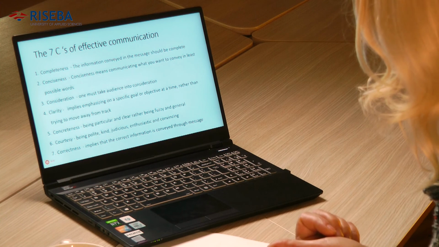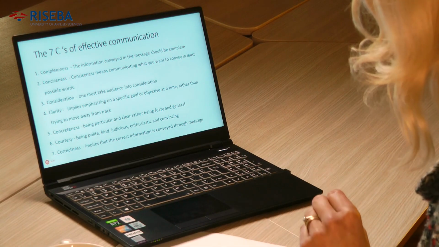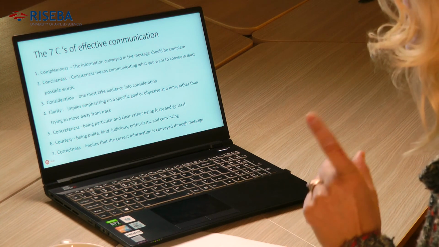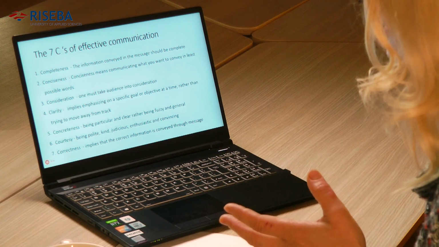Clarity implies emphasizing a specific goal or objective at a time rather than trying to move away from the track. Of course, we have different conflict resolution techniques, and sometimes it is good to move away from the track. Maybe we don't want to provoke a bigger conflict now, and we move away a little bit and put our attention on another topic. But altogether, maybe we postpone the conflict situation, but that must also be clearly told: today let's not speak about it, or the other person also receives the hints. Now is not a good time for doing this.